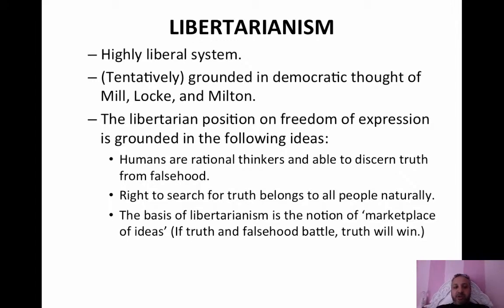So at one end we have libertarianism. And I want you to understand the differences. Libertarianism is a very liberal system. It's based upon high democratic ideals. The basic position of libertarians is that human beings are smart, they're rational, they're able to discern truth from falsehood. And so therefore, what we just need to do is give people information, allow them to discern truth from falsehood, and then we can put things in their hands. They should be able to rule themselves, essentially, right? Because they're smart enough to know who to elect in a democratic system.